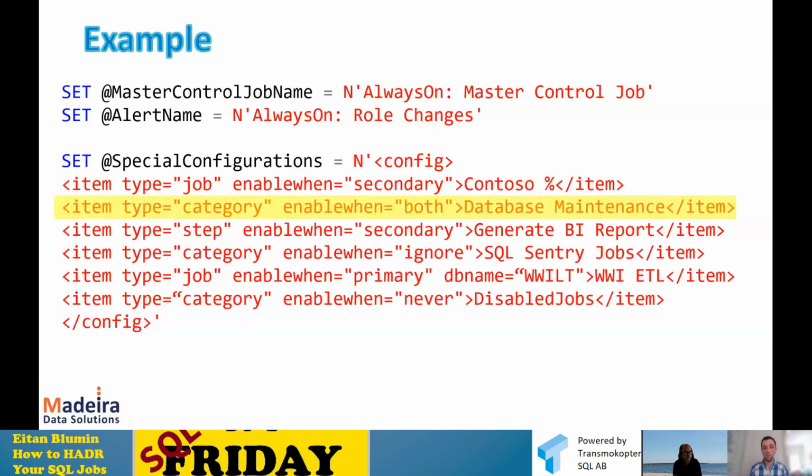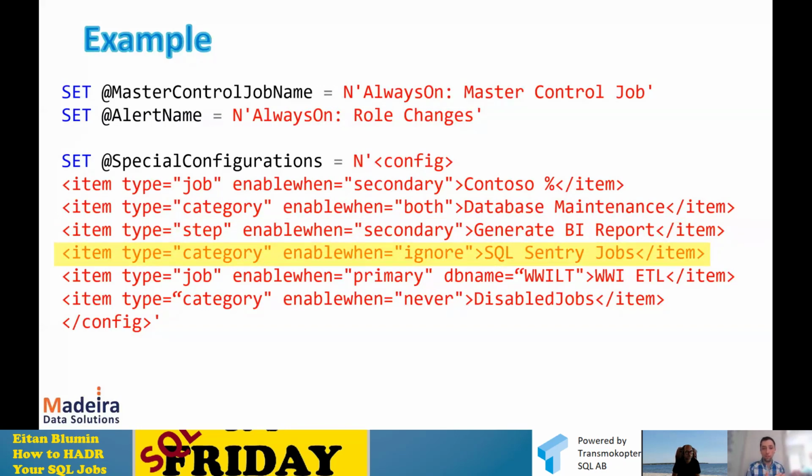Another example is if I want to say all jobs that belong to category database maintenance should be enabled regardless of the role of the relevant database context. That is represented by enable when equals both. I have a rule for a step whose name is generate BI report. So that means all jobs that contain a step with the name generate BI report, these steps and consequently the jobs should be enabled when the role is secondary.